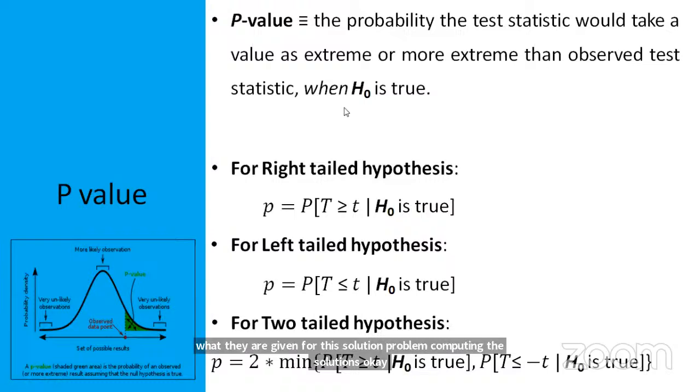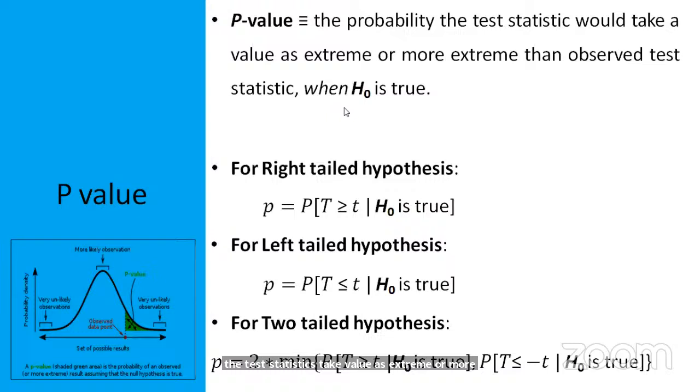So the p-value is the probability that the test statistic would take a value as extreme or more extreme than the observed test statistic, where H0 is true. It should be greater than 0.05. H0 is true means your null hypothesis is true, so you have to accept the hypothesis. If it is false, you have to reject the hypothesis, that is, the alternative hypothesis will be true.